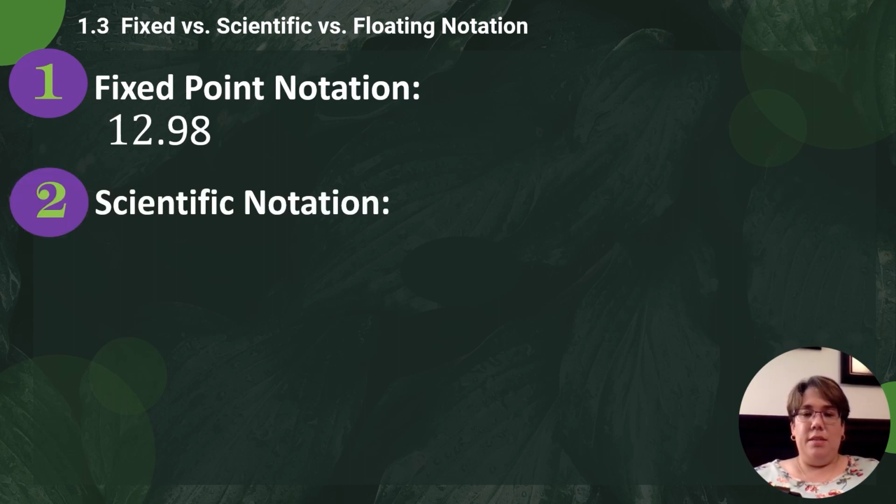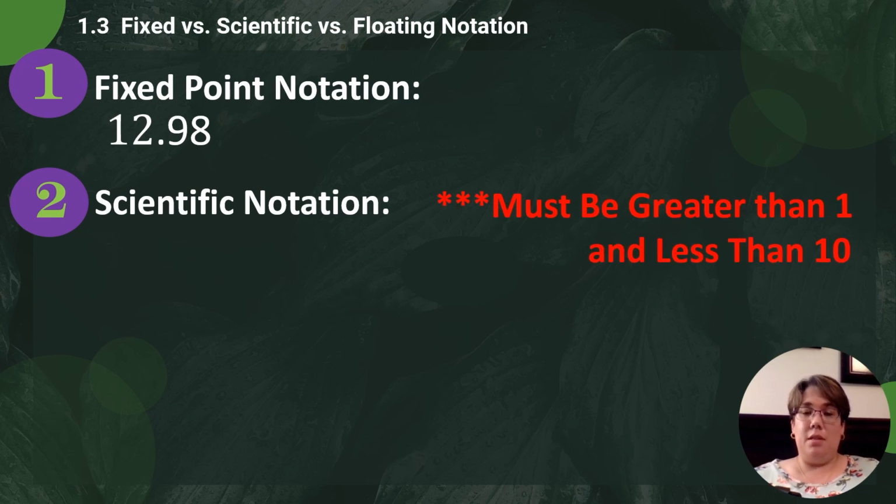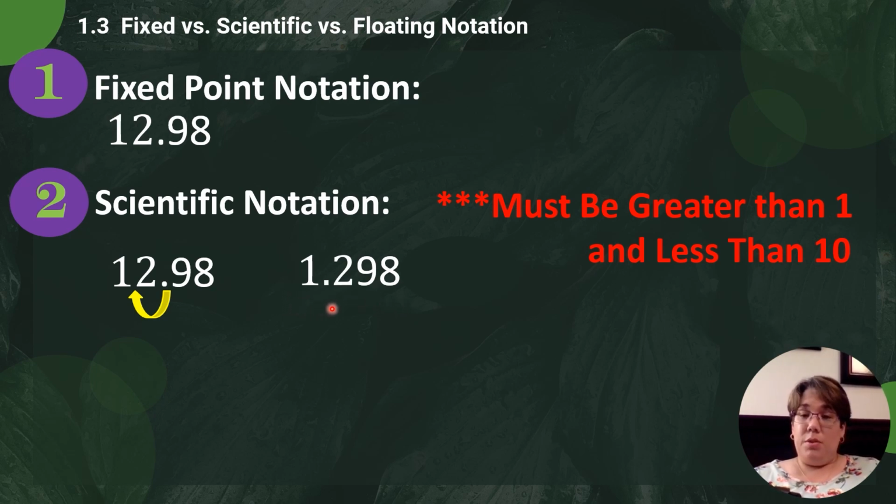The second one is scientific notation, and it has a rule that says that your base number must be greater than 1 and less than 10. So when we look at 12.98, it fits the first part of this rule, that this number is greater than 1, but it is not less than 10. So in order to fit this, scientific notation rules say that you have to move your decimal place. We're going to move our decimal place one time, or as many times until you fit this rule. In this case, I only need to move it one time, because when I move it one time, I get 1.298. Now 1.298 is greater than 1, and it is also less than 10.